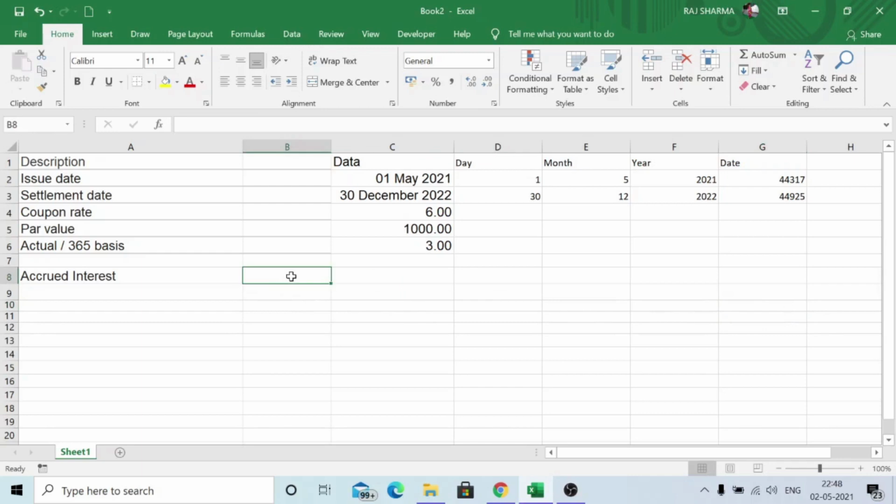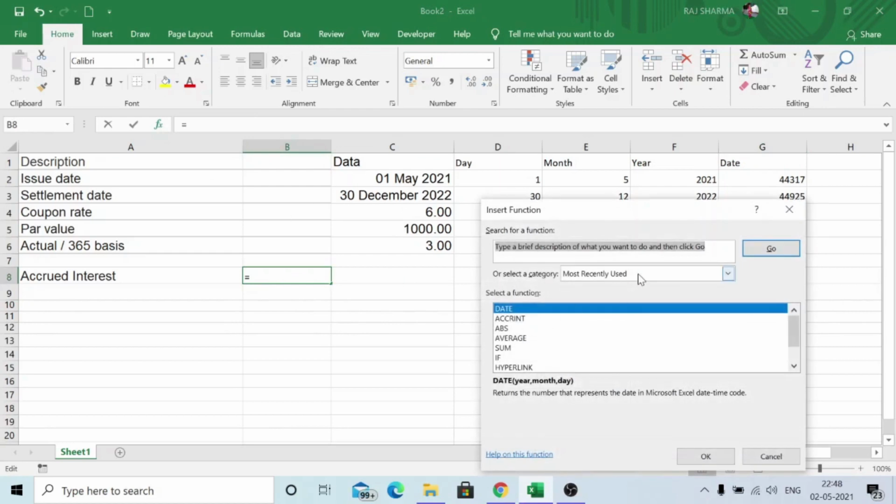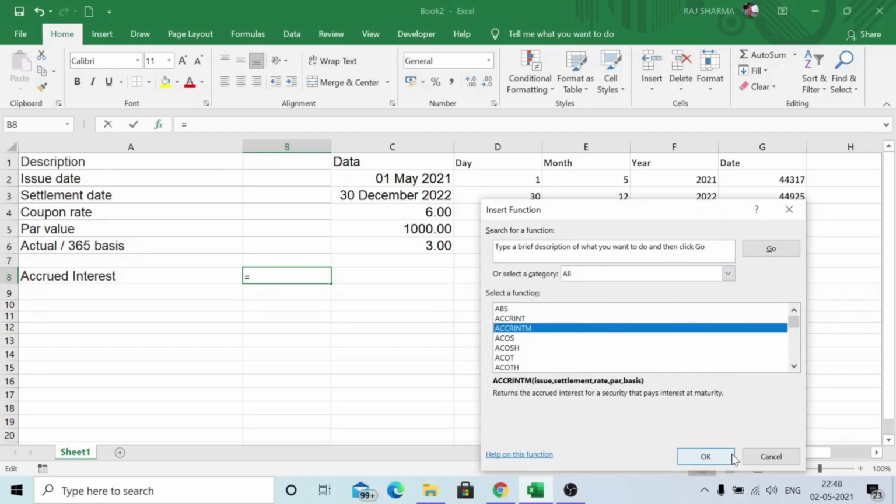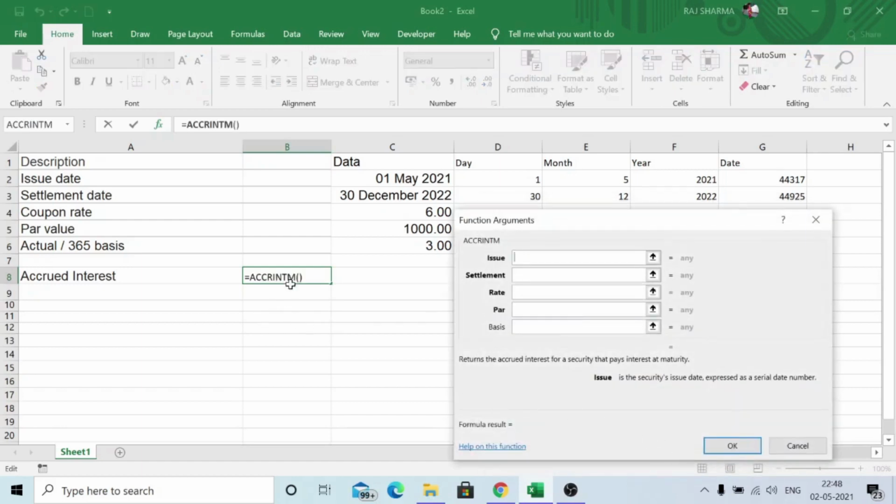Now we work out the accrued interest for this security for maturity. So go to the insert function tab, select all, go to accrued interest for maturity. You can see here, it returns the accrued interest for a security that pays interest at maturity only. So here you can see the difference is M. M is the difference between the previous formula of accrued interest and this accrued interest at maturity. The previous formula gives you the accrued interest for a settlement which is before the maturity, or where the coupon payments are there. But this gives the accrued interest only when interest is paid only on the maturity, not in between.